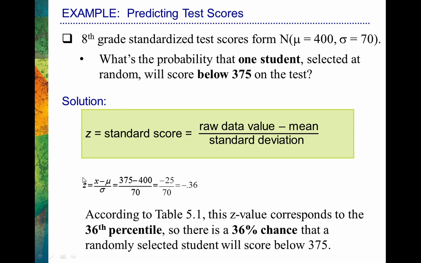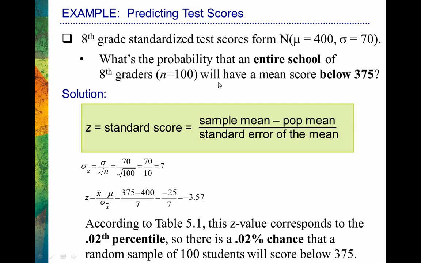So here's the z formula when we're dealing with individual scores, and you should always look for the dead giveaways. X equals an individual score. That's why we see that in this equation. This sigma equals the standard deviation for individual scores. That's why we see it in this equation. And here I'm asking about one student, an individual score.